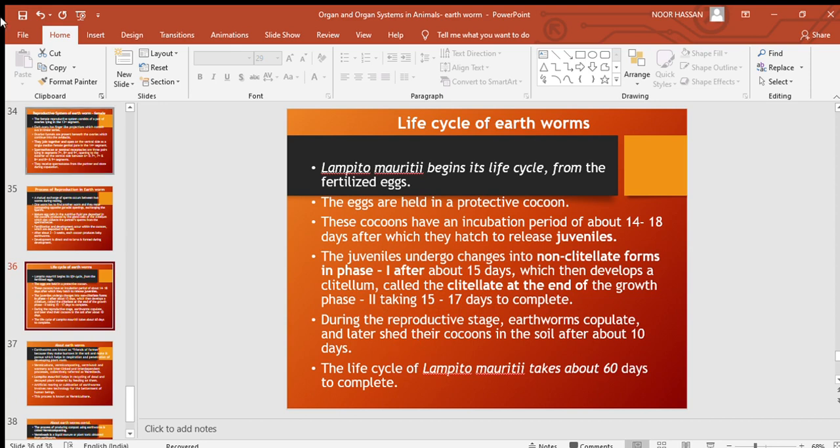The last phase is the reproductive stage. Earthworms copulate and later shed their cocoons in the soil after about 10 days. So a maximum of 60 days it takes. The life cycle of Lampito mauritii takes about 60 days to complete. That is 15 days for the first phase, another 15 to 17 days for the second phase, and the reproductive stage takes another 30 days. So totally it takes about 60 days to complete.